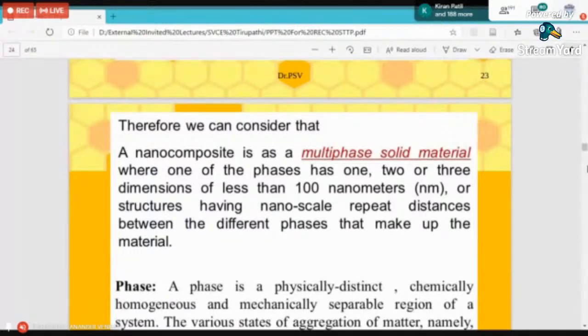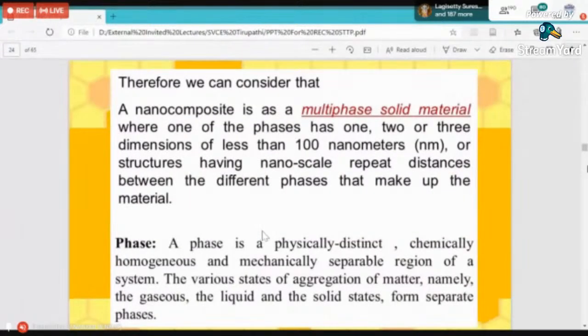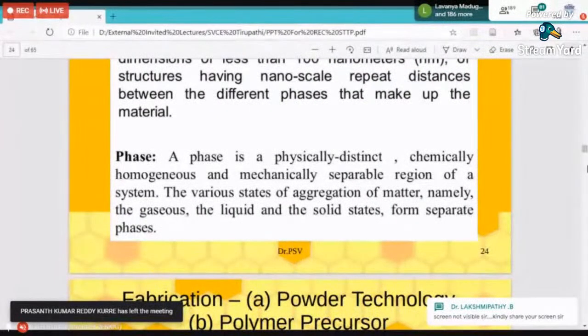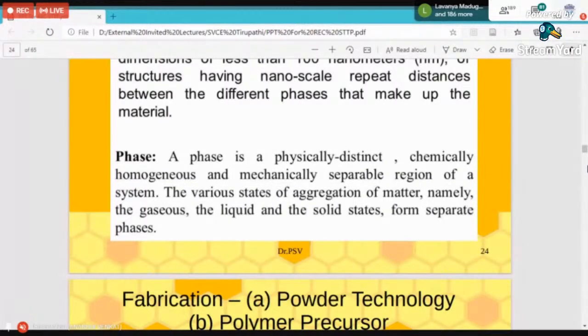So nanocomposite is a multi-phase material and its dimension is in nanometers. That is the size of the nanoparticle, and the finalized material coming out of that will be corrected and induced with a special property. That is the nanocomposite and nanomaterial. What is a phase? A phase is physically distinct, as you know. Very different phases are there: gaseous phase, liquid phase, and solid phase, and other phases. You can integrate the solid and liquid phase together. You can get the different phases together, mix, and have integrated phases.